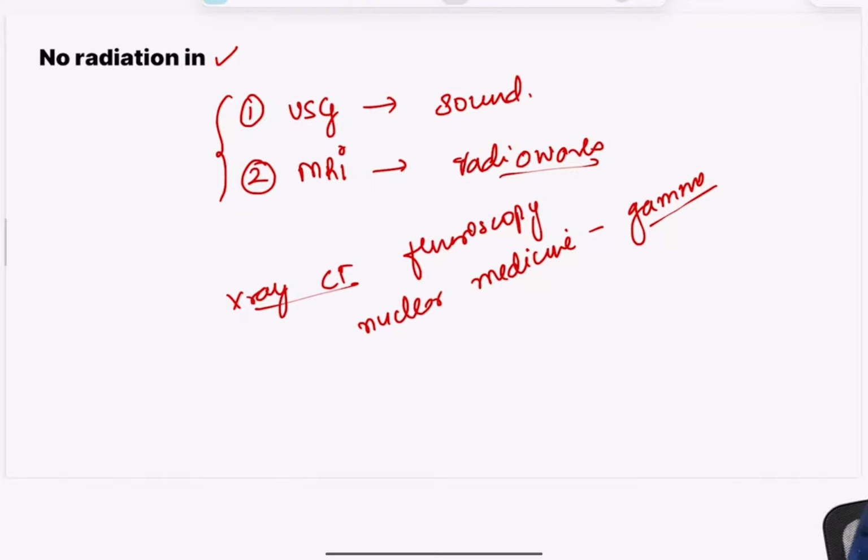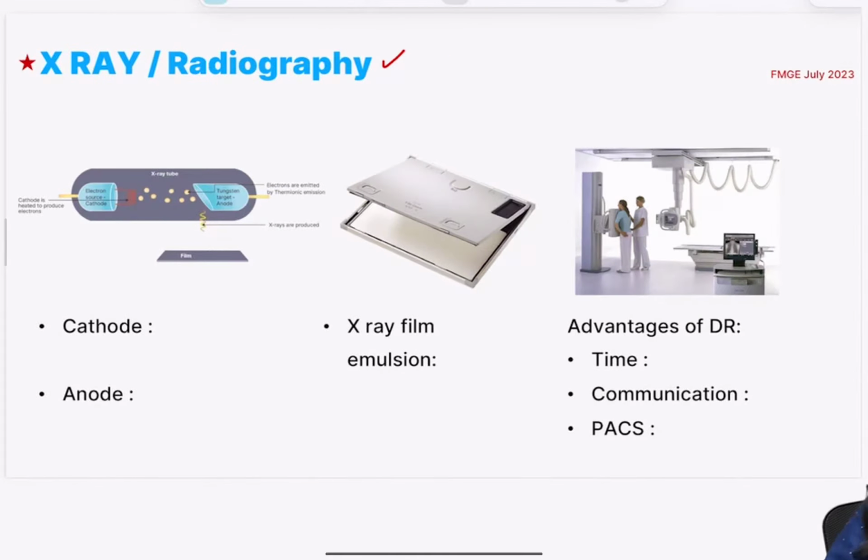That's why in pregnancy we do USG and CT is contraindicated, which has a lot of radiation. Going to the various modalities now, X-ray or radiography. In the X-ray machine that you see, the most important component is the X-ray tube, which is producing the X-rays. So what is the mechanism of X-ray production in the X-ray tube?